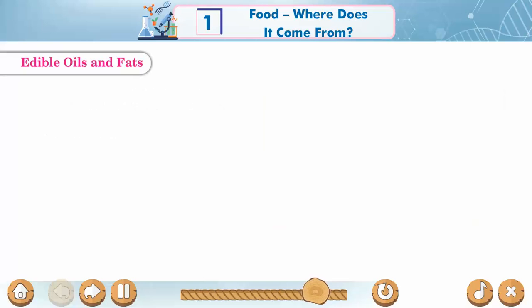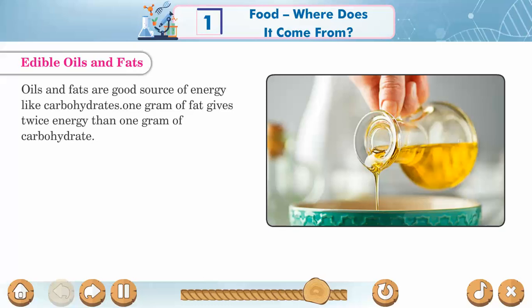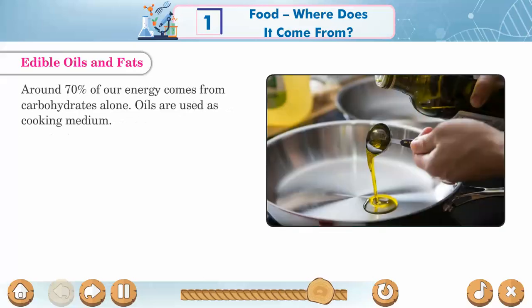Edible oils and fats. Oils and fats are good source of energy like carbohydrates. 1 gram of fat gives twice energy than 1 gram of carbohydrate. Around 70% of our energy comes from carbohydrates alone. Oils are used as cooking medium.